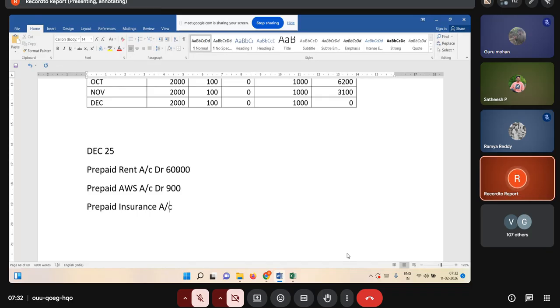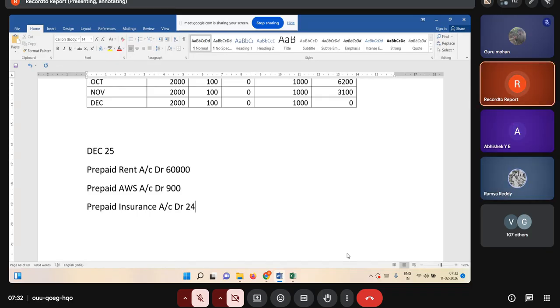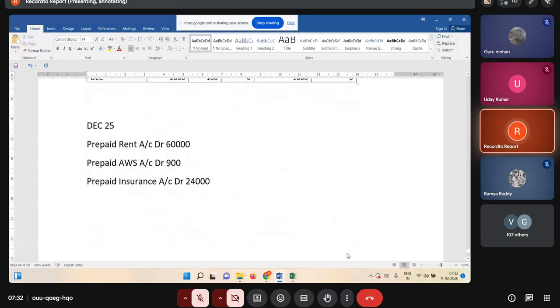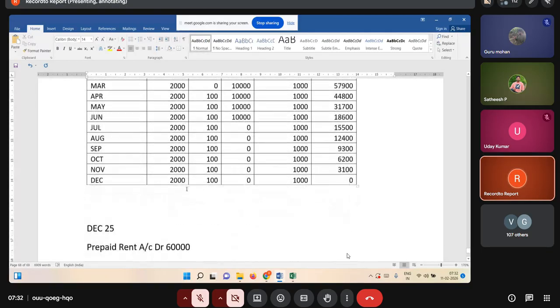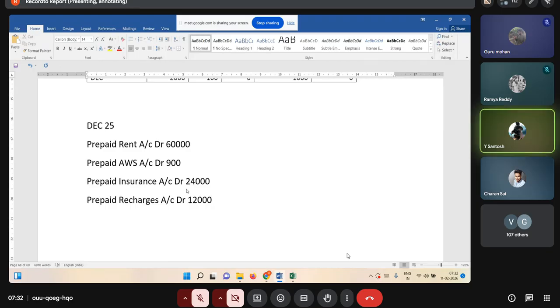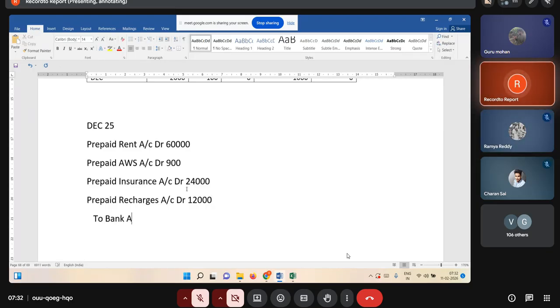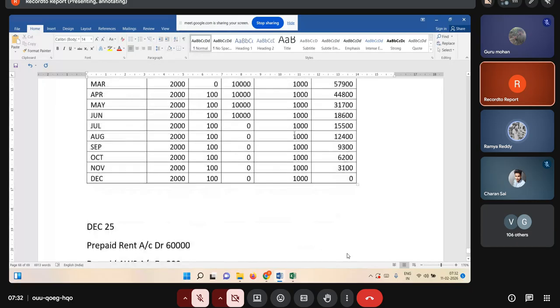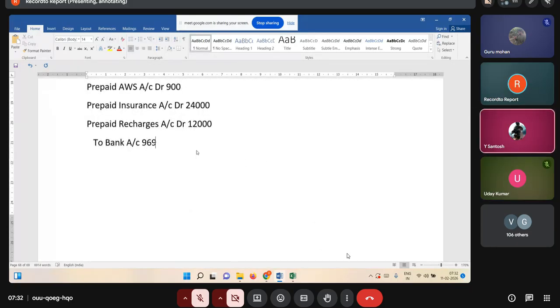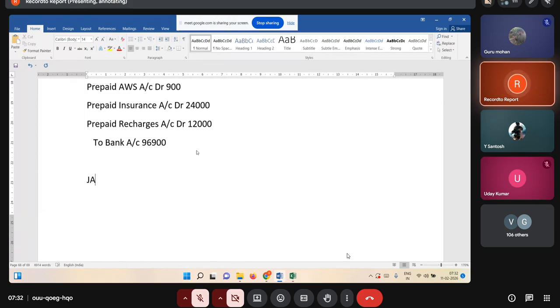Prepaid AWS is 900. Prepaid insurance, how much amount is it? 24,000. And we have prepaid recharges. How much is the amount? 12,000. What is the total amount we paid in December? 96,900. So now let's come to January.